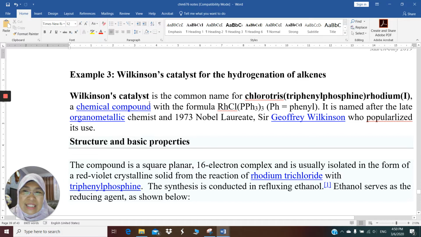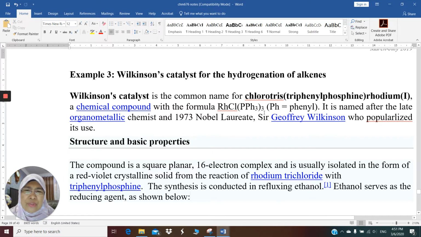Now, what is a Wilkinson's catalyst? This is your example 3, just to recap. The example 3 for the use of organometallic compound as a catalyst. Now, what is a Wilkinson catalyst? Wilkinson catalyst has this formula. It's a rhodium with 1 chlorine and 3 triphenylphosphine.